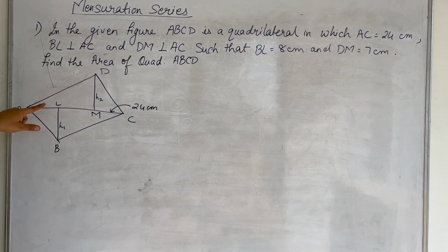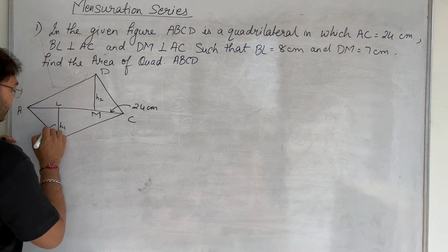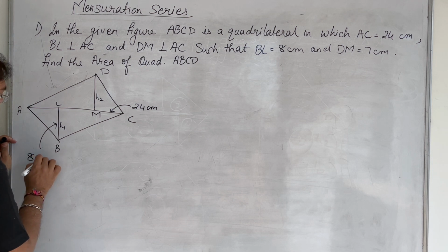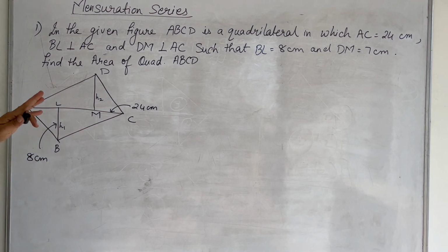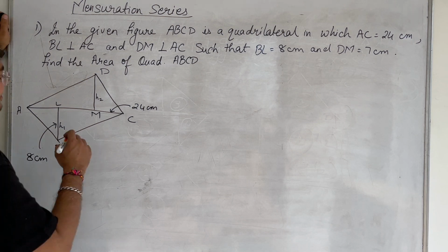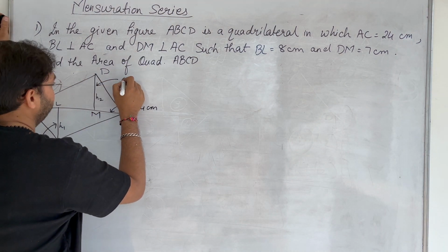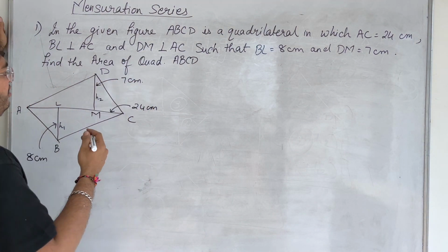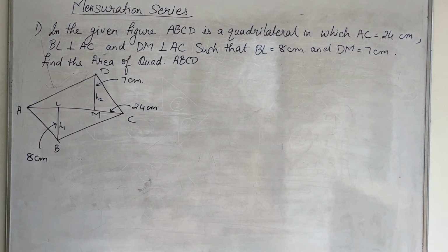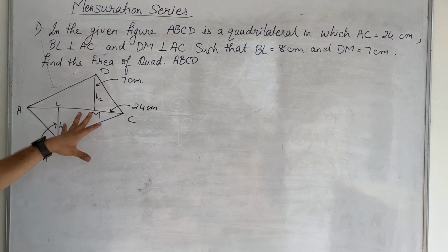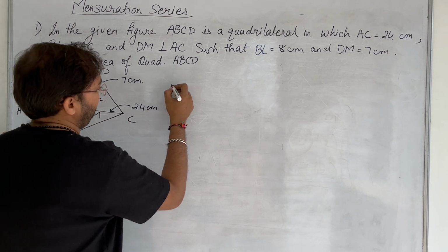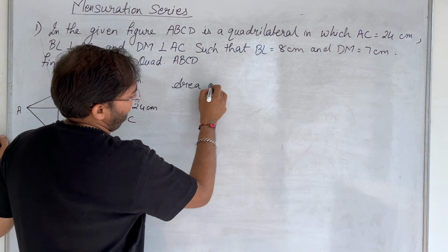Such that the measurement of BL is 8 centimeter, that means height 1 is 8 centimeter. Same way DM is 7 centimeter, that means height 2 is 7 centimeter. And we have to find the area of the quadrilateral. This is the area of the quadrilateral we are finding. It has been constructed with 2 triangles and I have derived the formula of the area of a quadrilateral. What's the formula? The area of a quadrilateral.